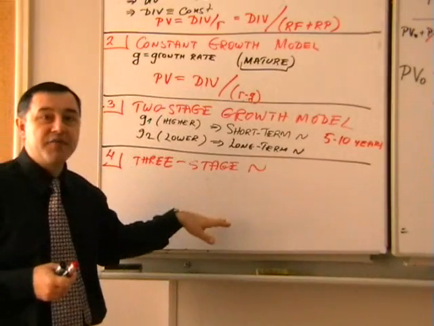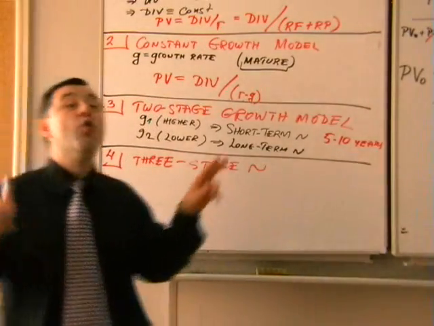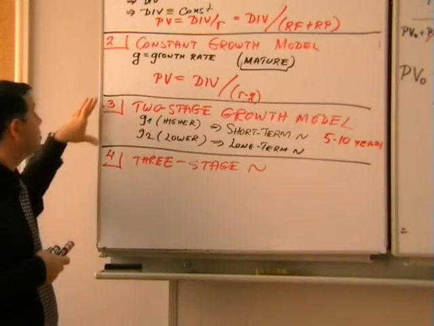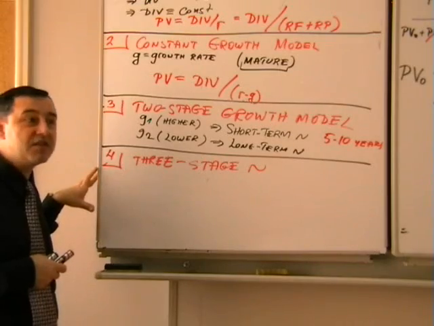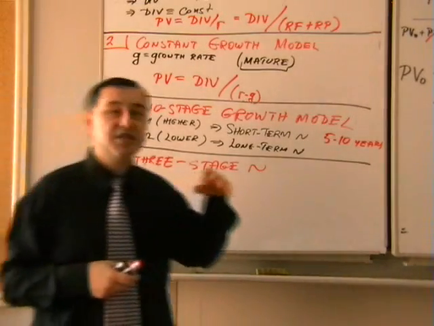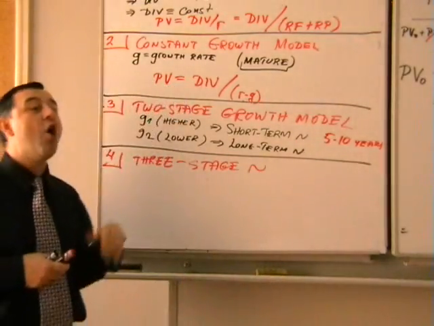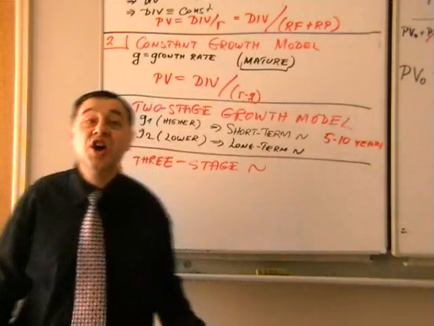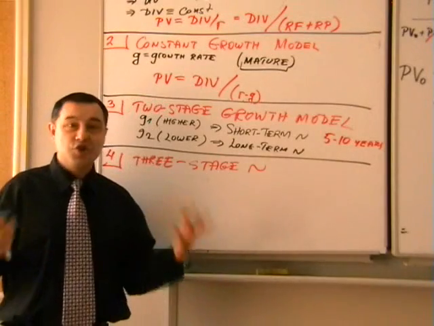It requires different assumptions. Now, Wall Street loves these two methods, especially the 2-stage and the 3-stage methods, and it's very simple. Wall Street always likes to give its own customers good stocks.